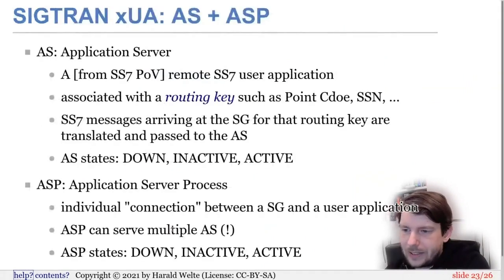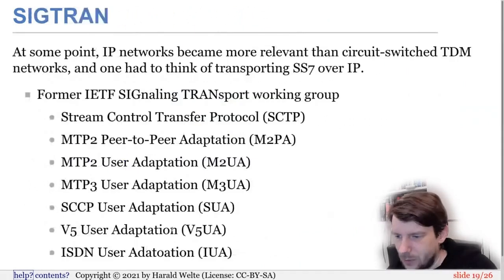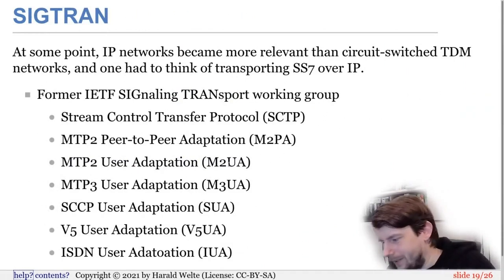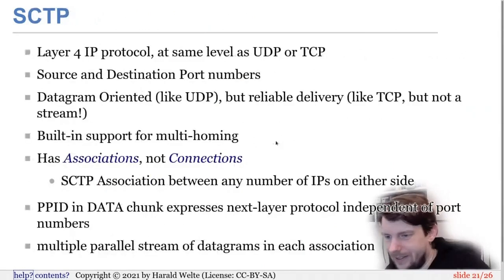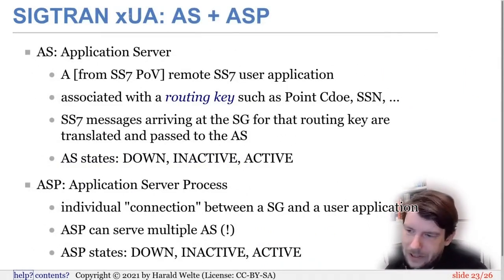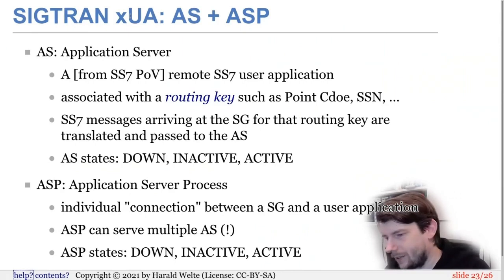Now, all of those SIGTRAN XUAs, if we look again at that, we have M2UA, M3UA, SUA, V2UA, IUA, all those UAs, but not the PA, by the way. All those UAs, we abbreviate them with XUA, so some user adaptation. They have the concept of application servers and application server processes. Now, an application server is a remote SS7 user application.